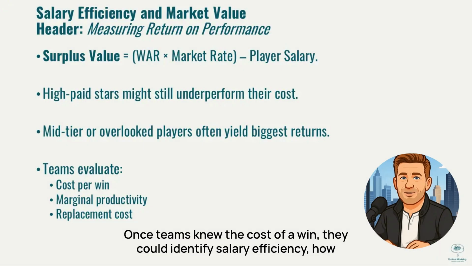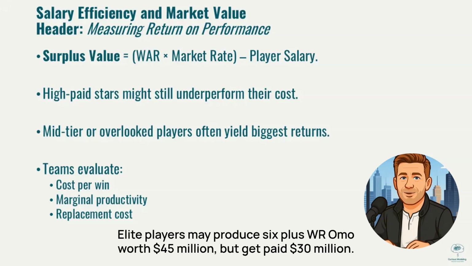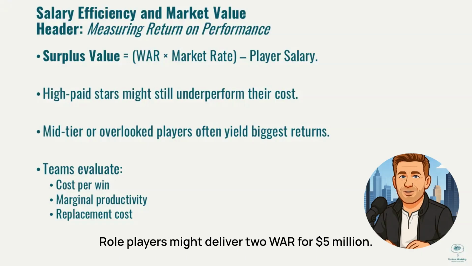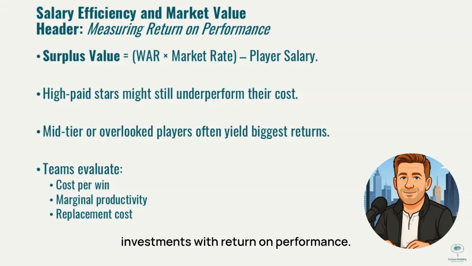Once teams knew the cost of a win, they could identify salary efficiency. How much value do you get per dollar spent? Elite players may produce 6 plus WAR, worth $45 million, but get paid $30 million. Role players might deliver 2 WAR for $5 million. Huge surplus value. Analytics reframe stars and role players not as categories, but as investments with return on performance.